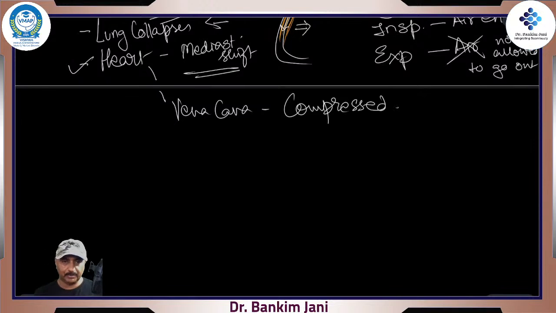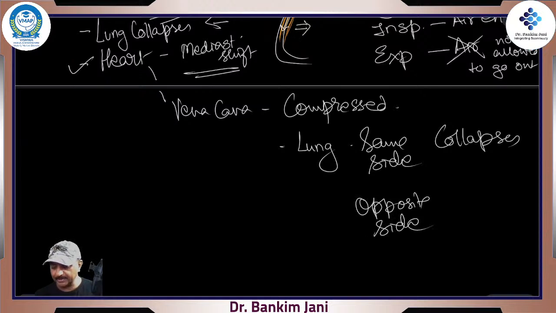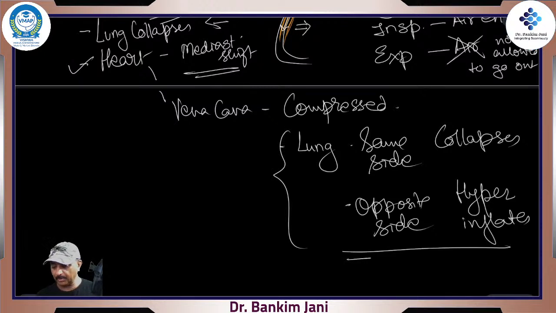Obviously, the collapse will be on the same side, right? Collapse will be on the same side wherever it is occurring. So the lung on the same side collapses, and the opposite side lung hyperinflates. It becomes bigger, right? Because the body has to compensate. So your body tries to compensate. So this is what you can really watch.